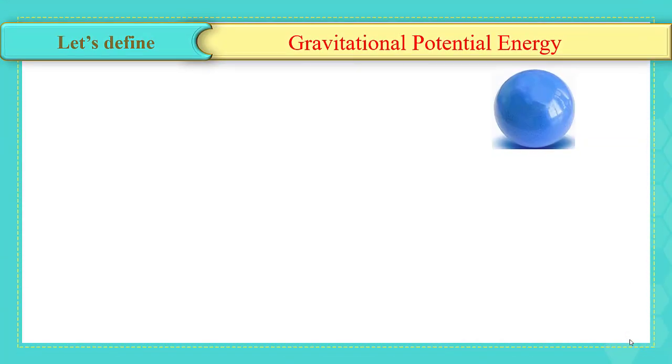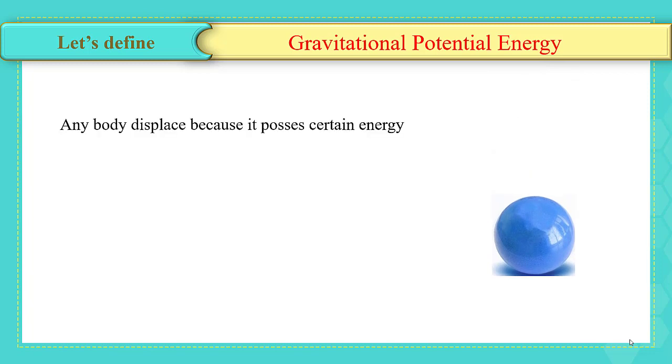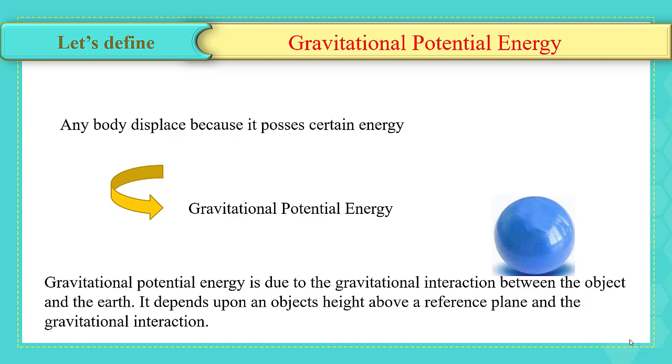To define gravitational potential energy, let's imagine the following example. I carry a ball with my hand and when I release it, it falls down. This means that the ball initially possesses a certain amount of energy. This energy is called gravitational potential energy. So, gravitational potential energy is due to the gravitational interaction between the object and the earth. It depends on the height of the object above a reference and on the magnitude of the gravitational interaction.